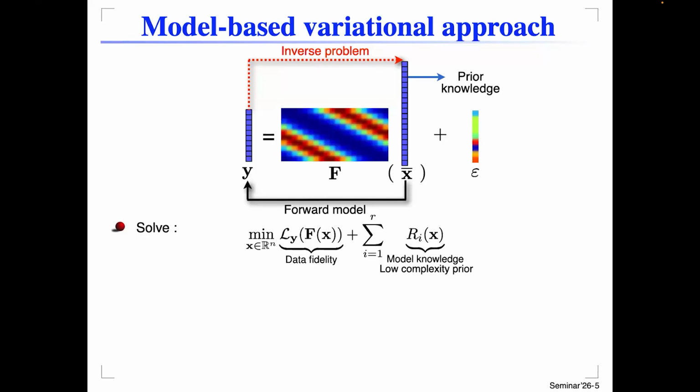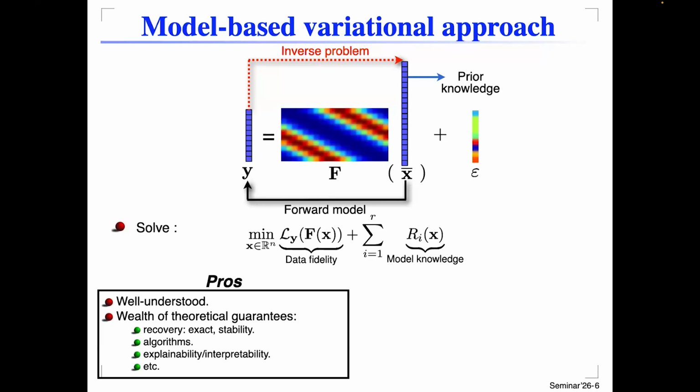For instance, if you know that your solution is positive, here you're going to put the indicator function of the positive orthant. And if you know that it has small oscillations, you're going to put here some norm that would be small when your object has small oscillations, etc., etc.